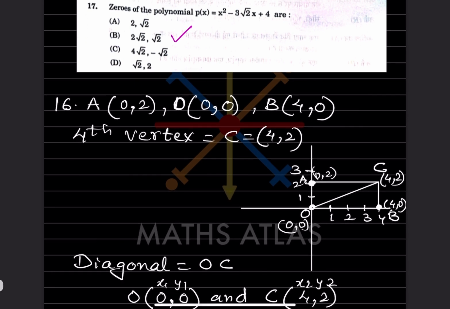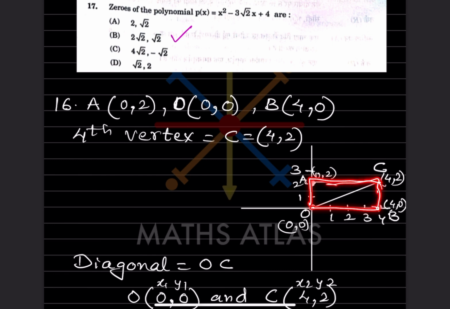So now I have roughly drawn and plotted this, up to 4 numbers. A is given as 0 and 2, which means the point is going to be here. O is 0 and 0, so the point is going to be here. B is 4 and 0, so the point is going to be here. Because it is a rectangle, now let us draw this one. This will go straight up.